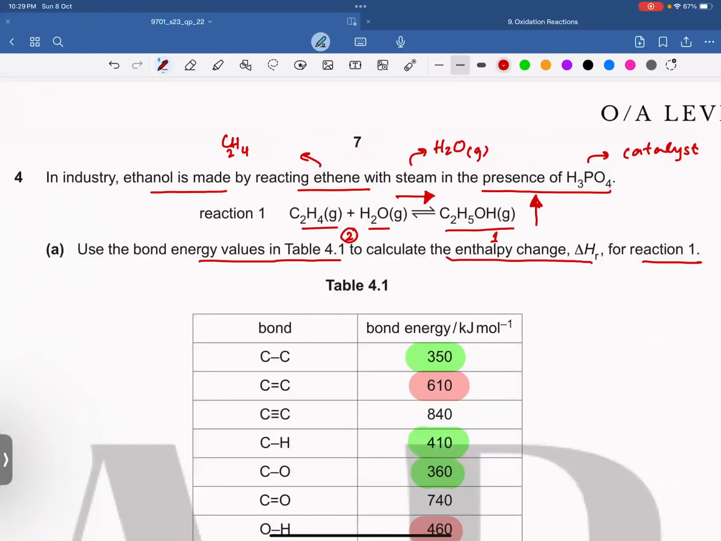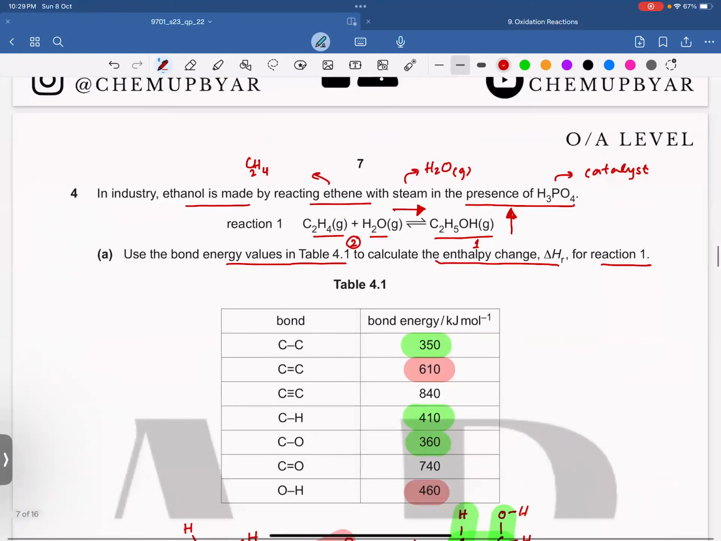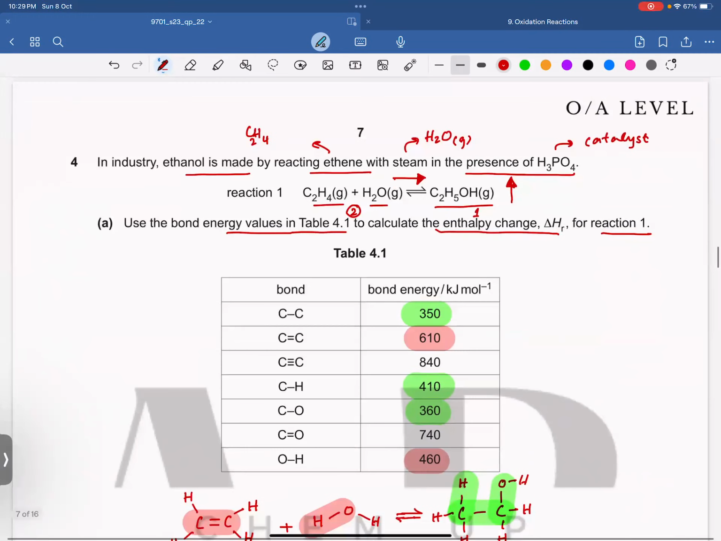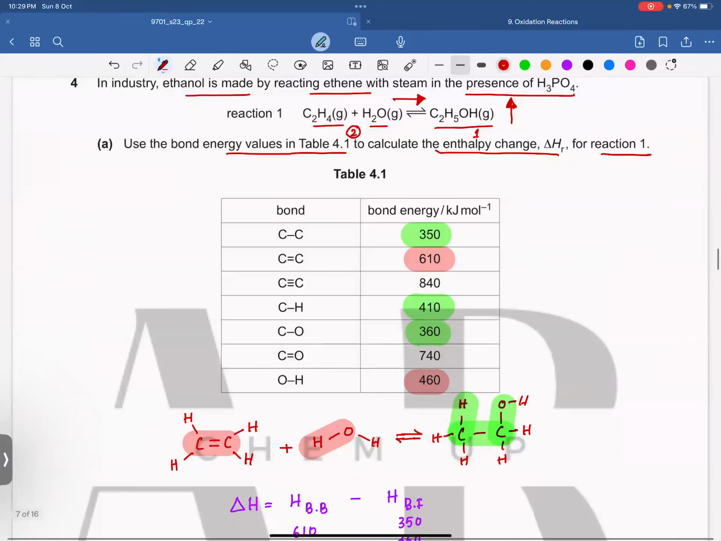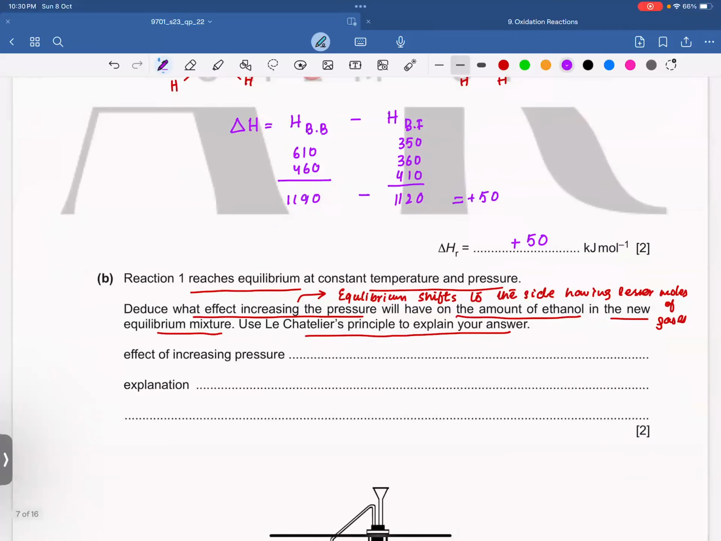Yes, sir. Yes, Abdullah. Okay, so they have asked us the effect on the amount of ethanol. So we will write that the amount of ethanol increases, and the explanation is what we have seen, that the equilibrium is shifting towards the right.